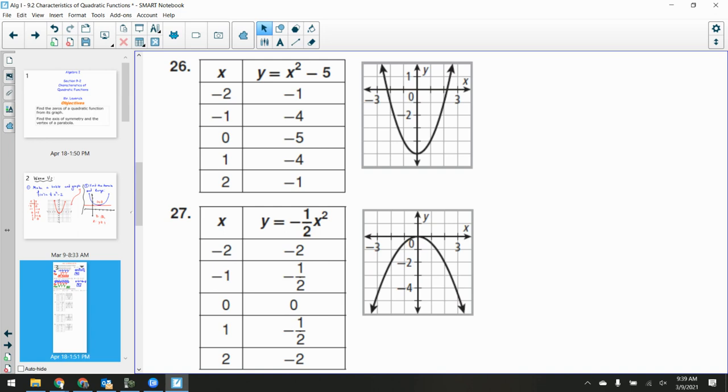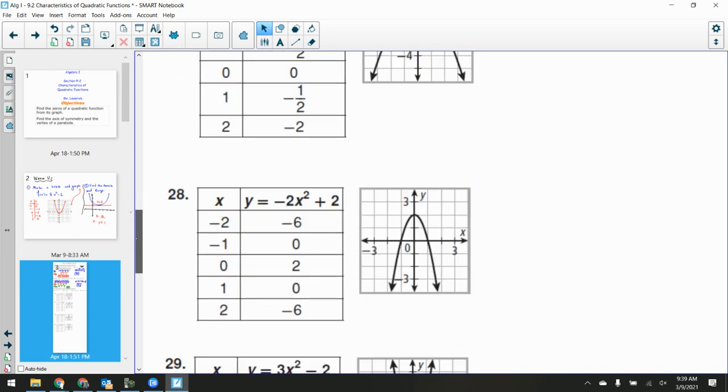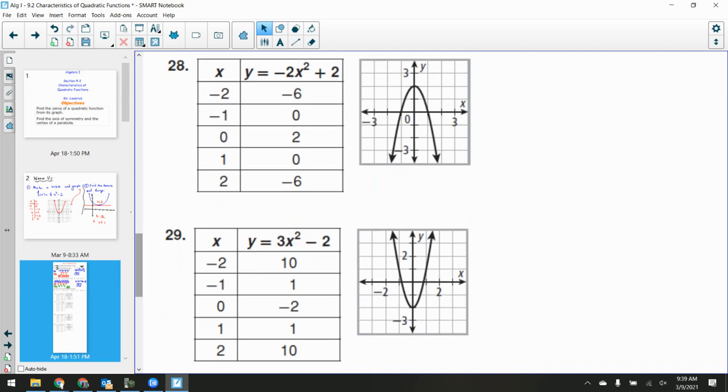Notice that the x values are always going to be -2, -1, 0, 1, and 2. The only thing that's going to change are the y values. And here's 28 and 29.